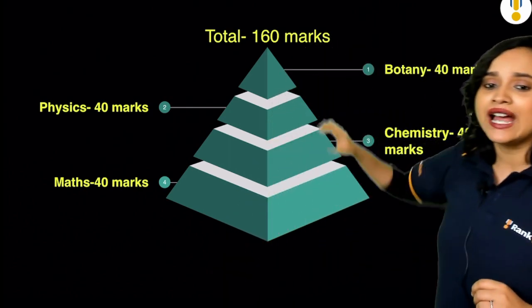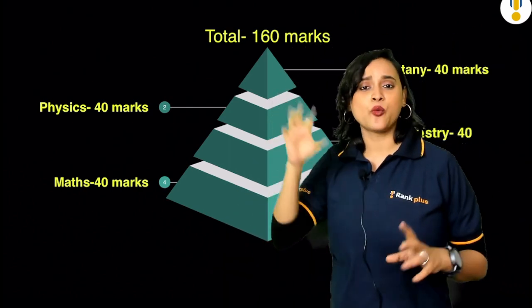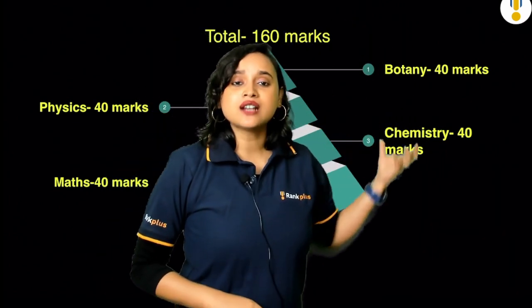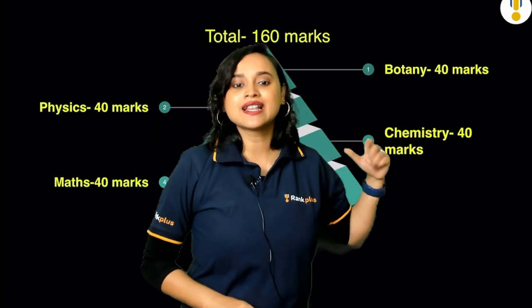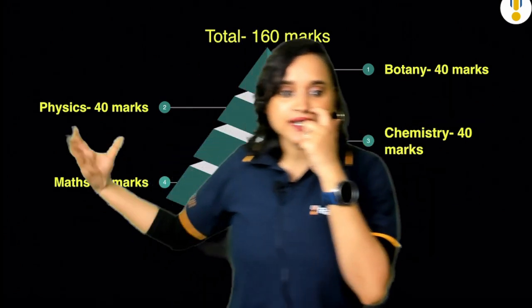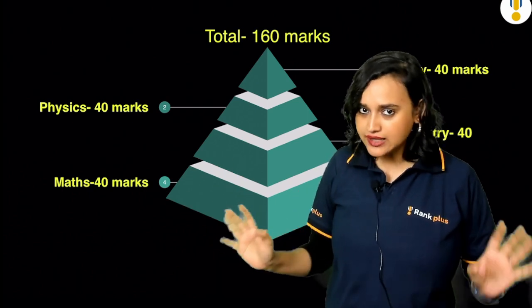Now you know that this particular exam that you have, it has 160 marks in total. And out of the 160 marks, botany has 40 marks, that is biology has 40 marks, chemistry has 40 marks, physics you get 40 marks, and maths you get 40 marks, right? Yes, this is how it goes.